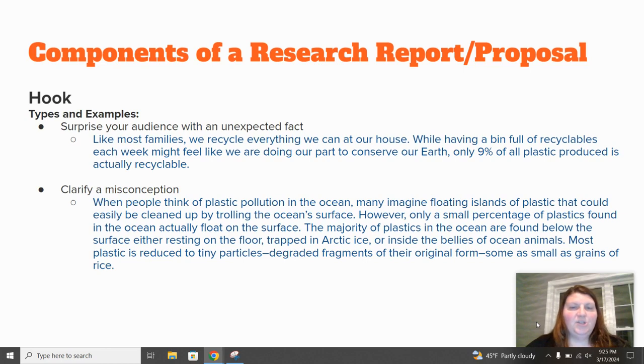So the misconception is that people think that plastic pollution in the ocean is just on the ocean surface, but actually the majority of it is somewhere below the surface, and a lot of it is degraded down into small fragments. Some of it is small as grains of rice. So that should show my audience that this is a much bigger deal than maybe they think it is.